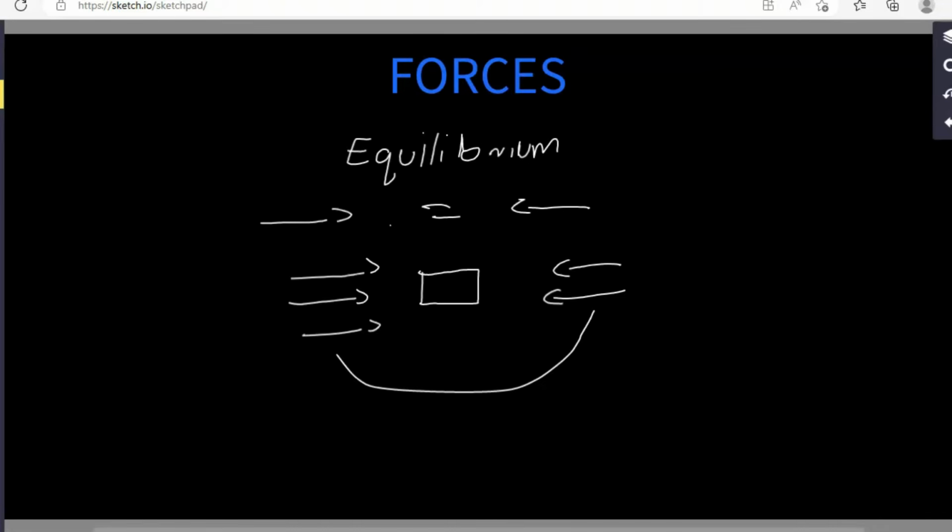The sum of the forces going to the left is equal to the sum of the forces going to the right. We can see that because the block is not moving, whereas forces are being applied to it. That is equilibrium.